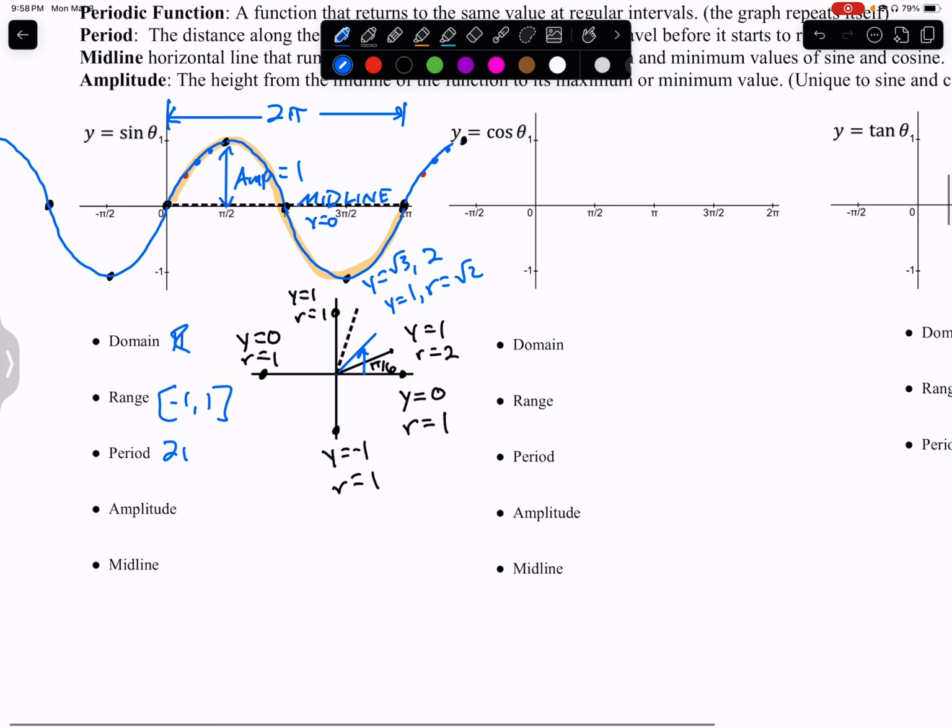Period. It's the horizontal length. It repeats itself, 2 pi. The amplitude is 1, and the midline is 0, y equals 0. The midline is how far up or down you go from this midline.